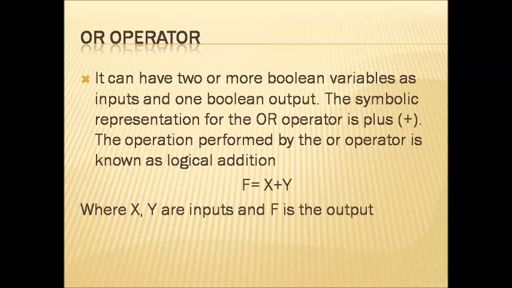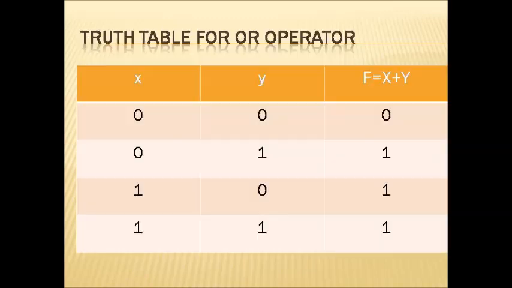So we can see the truth table for the OR operator. In the case of the OR operator, you can see that it produces 1 in the output when at least one value of x or y is 1. It will produce 0 only when both x and y are 0.